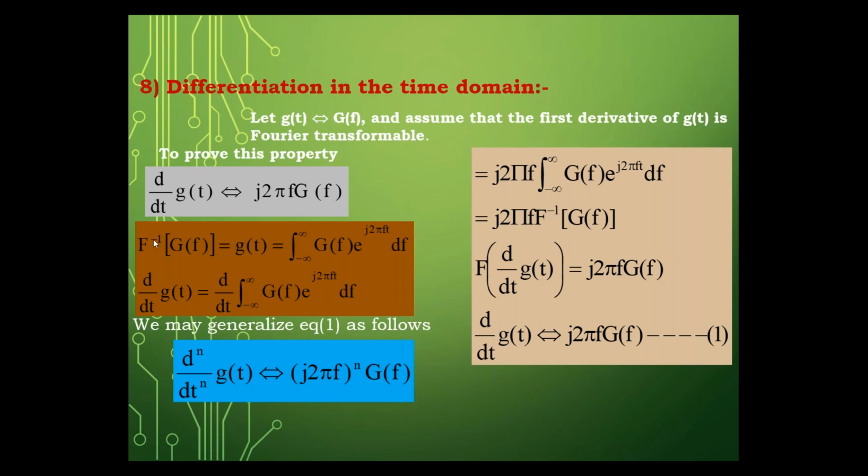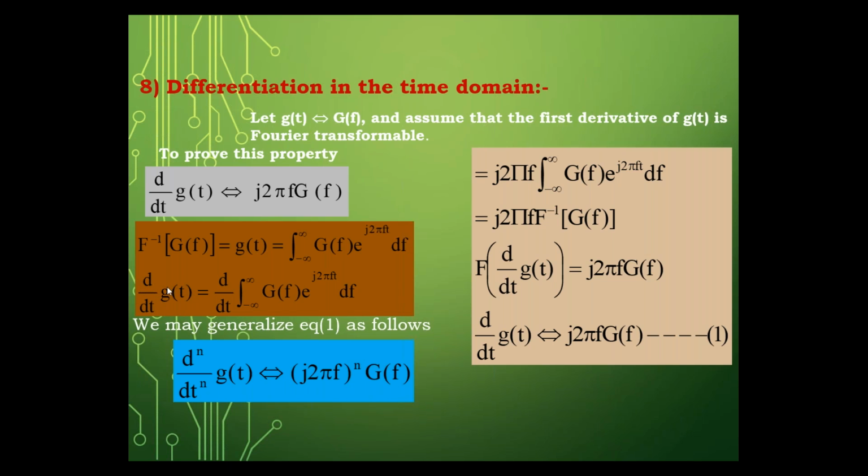This is how you will get this differentiation in time domain. As I did this differentiation only once, I'll get d by dt of g of t = j2 pi f into G of f. Suppose, as we know, we can go for differentiation of nth order in general, which I can write as d power n by dt power n of g of t = (j2 pi f) whole to the power of n into G of f.